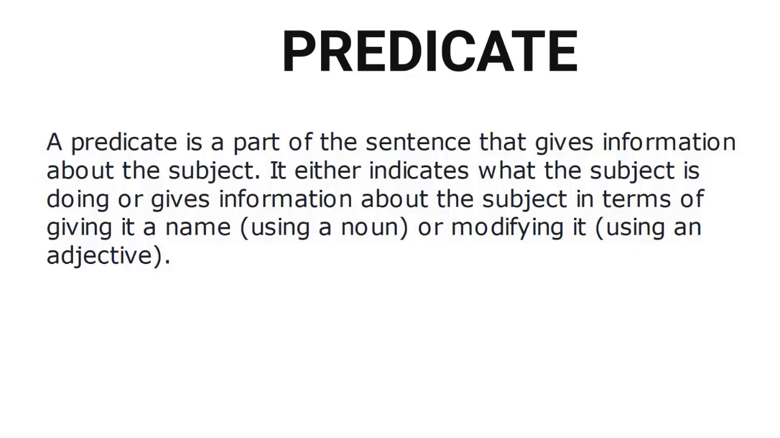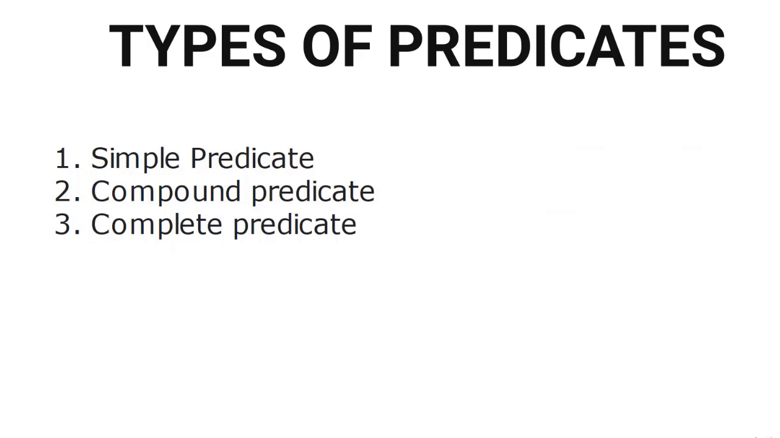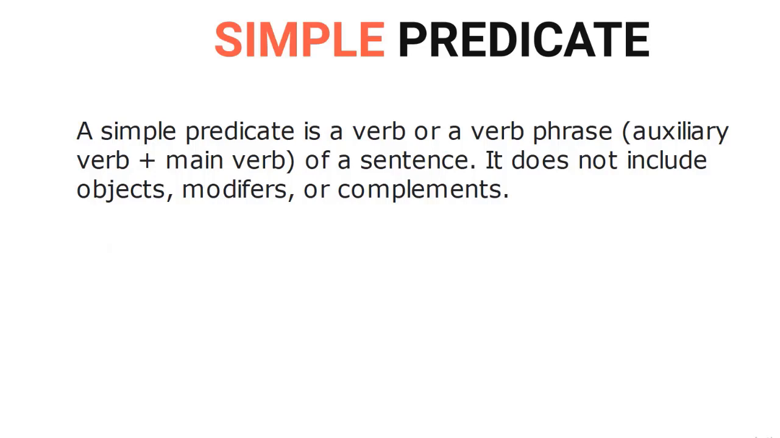Now let's talk about the different types of predicates we have in English. Number one, simple predicate. Number two, compound predicate. And the last one, complete predicate. Let's learn all these three types of predicates one by one. Let's start with the very first one, simple predicate.